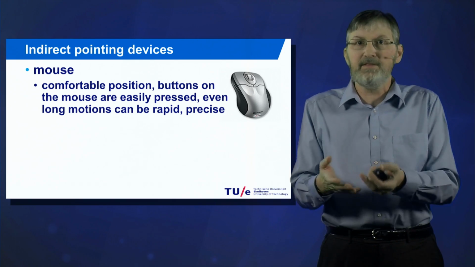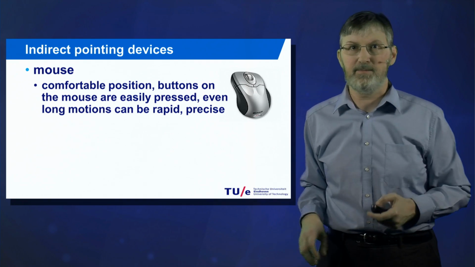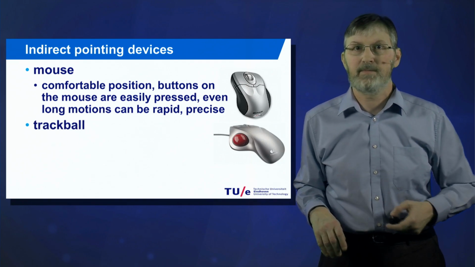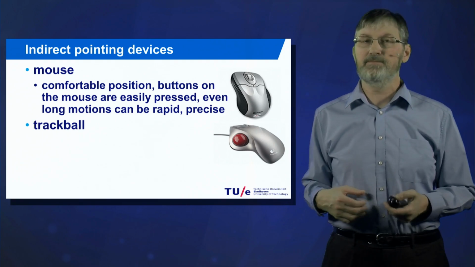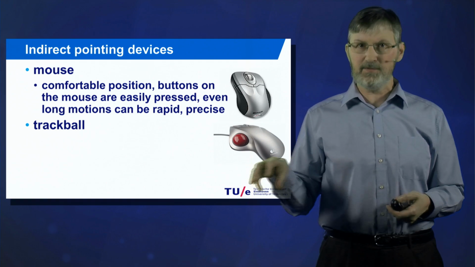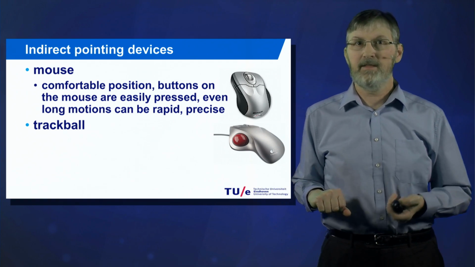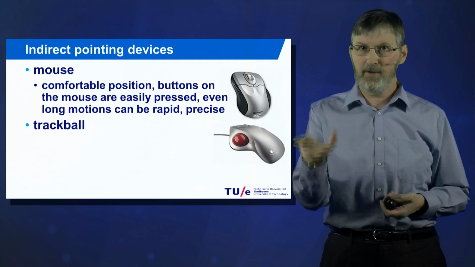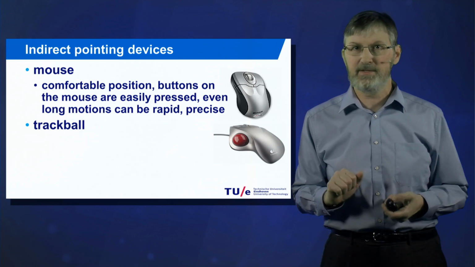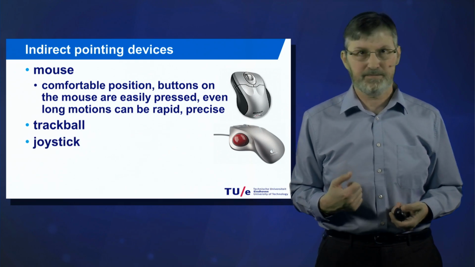But it's all indirect. You're not looking at the mouse, you're looking at where the pointer goes on the screen. An alternative to the mouse is the trackball. Traditionally, a mouse used to work with a ball underneath. The trackball has just moved this ball to the upper side and is controlled with your thumb. But essentially, the functionality is then the same.